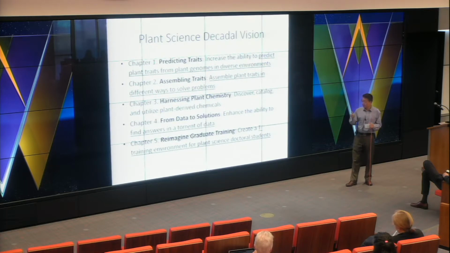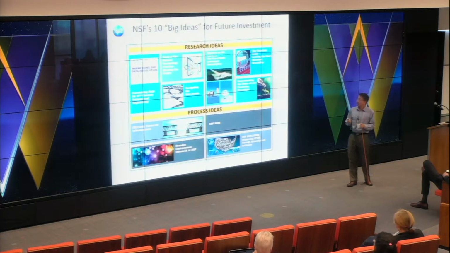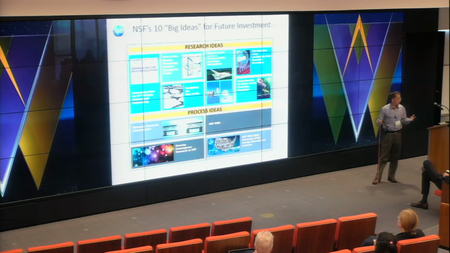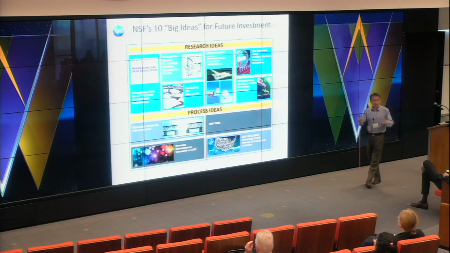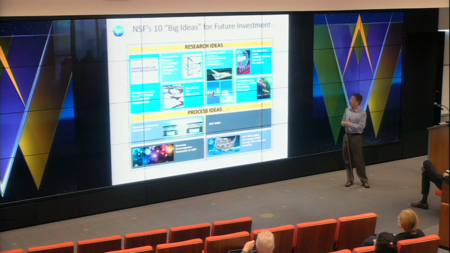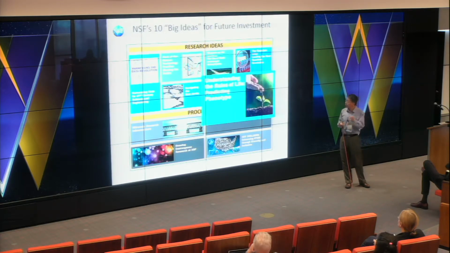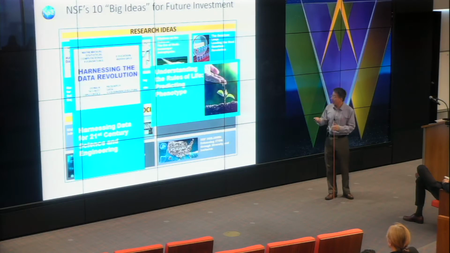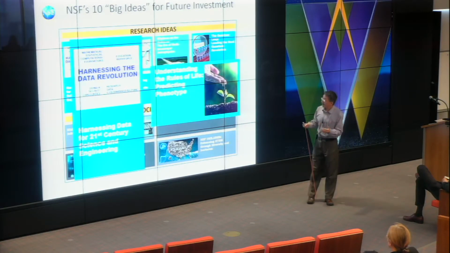This is a little bit a few years ago. Now you look at this next 10 big ideas for future investment. Obviously, NSF tried to reorganize their grant structure, and we pick 6 research ideas and then 4 process ideas. And I highlight things like understanding the rules of life, predicting phenotype. Again, everybody's trying to predict phenotype, right? And then look at this side, harnessing the data revolution, right?